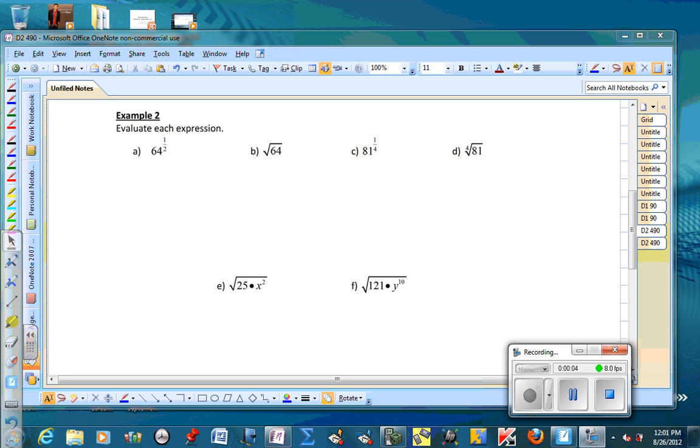We're going to take a look at some expressions in example 2 to be evaluated. You notice these expressions involve radicals or fractional exponents. Let's take a look at part A. We want to evaluate 64 to the 1/2 power. Well, if you're not sure how to do that at this point, we can explore using our calculator.